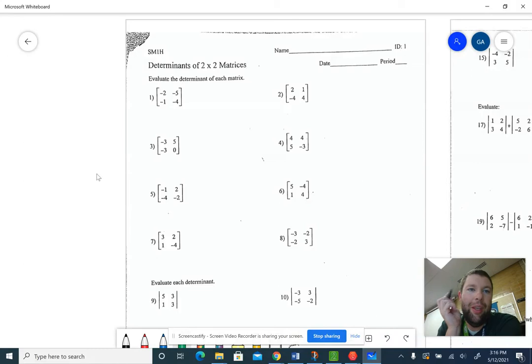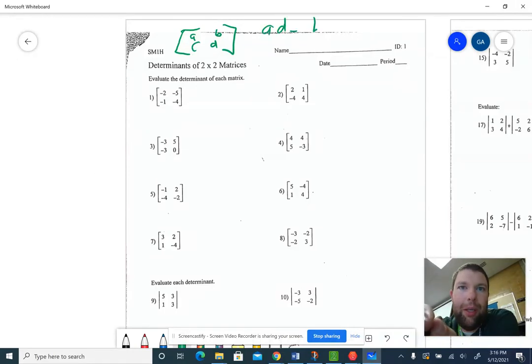So the determinant of a 2 by 2 matrix is pretty simple. Basically, if I have a matrix, and I'm just going to call it A, B, C, D, the determinant is A times D minus B times C. So basically what I do is I draw the fish, multiply those together, and then I subtract those.